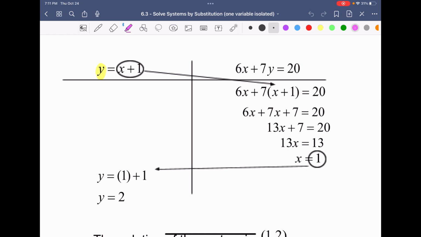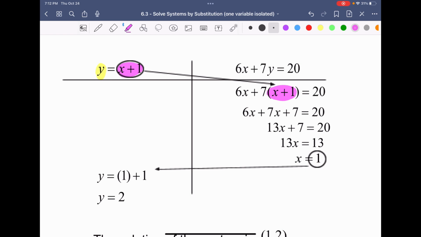What we're doing is we're taking the x plus 1 that you see right here, and we're coming over and substituting it into the equation for where the y was equal in the previous step. So it's like we're taking out the y and we're plugging in the x plus 1.